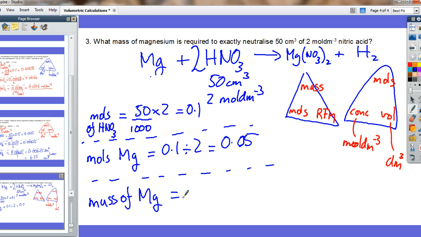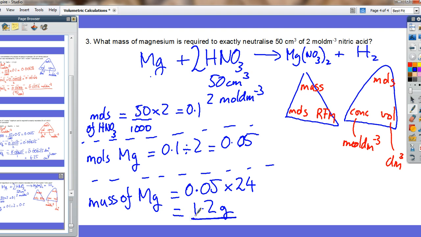And the mass of Mg can be worked out using this triangle here. Okay, so mass, moles, RFM. So mass equals moles times RFM. So the moles is 0.05. And you can now get your periodic table to work out the atomic mass, or the relative atomic mass of magnesium, which is, if you can just find it, 24. Okay, and if you plug those numbers into your calculator, it comes out as 1.2 grams. And that's your final answer.